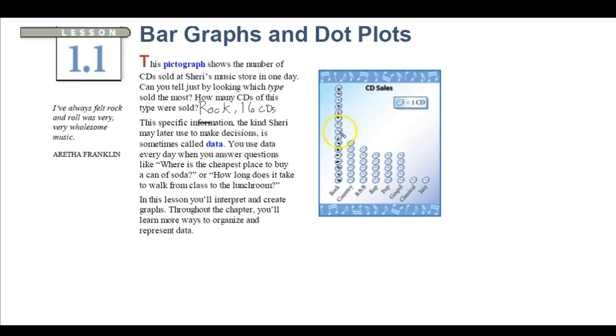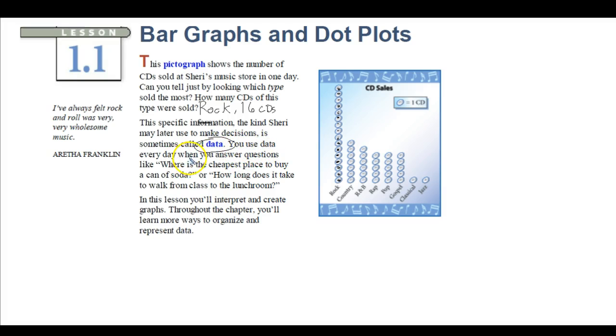All right, and I know it's 16 because I also remember that each one of these little pictures represents one. So we have different categories, rock, country, R&B. Rock is the highest, and it is 16. So what's really nice about this is that this specific information, the kind Sherry may later use to make decisions, is sometimes called data, and that's a really big word, data.